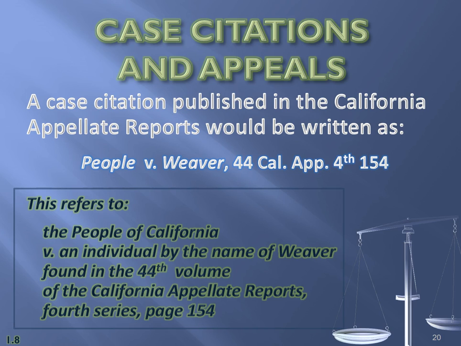Case citations and appeals, as we move on. A case citation published in the California Appellate Reports would be written like this, and we're not going to spend a lot of time on that. But if you wanted to look up case citations or appeals, this is how it would look. People v. Weaver, 44 Cal. 4th, 154. This refers to the People of California versus an individual by the name of Weaver, found in the 44th volume of the California Appellate Reports, 4th series, page 154.